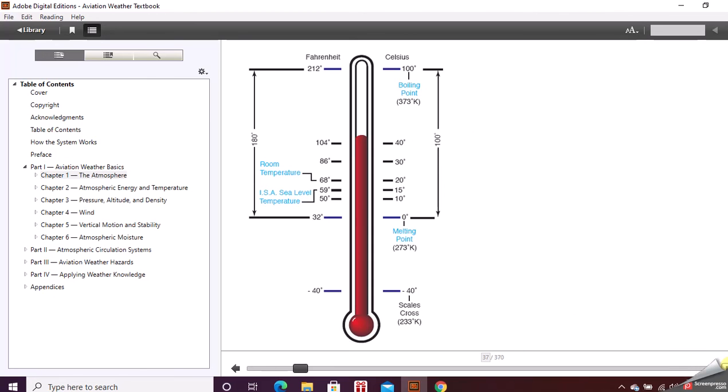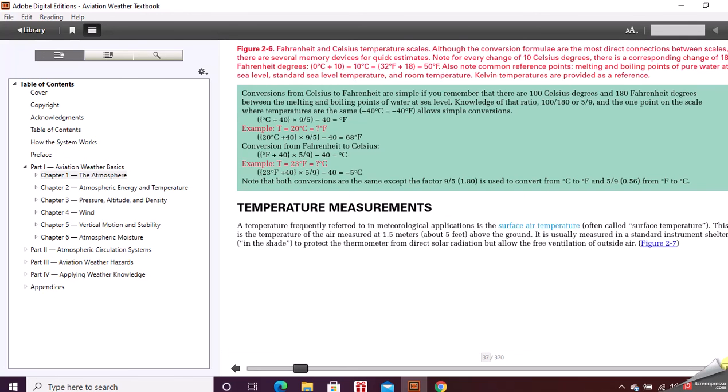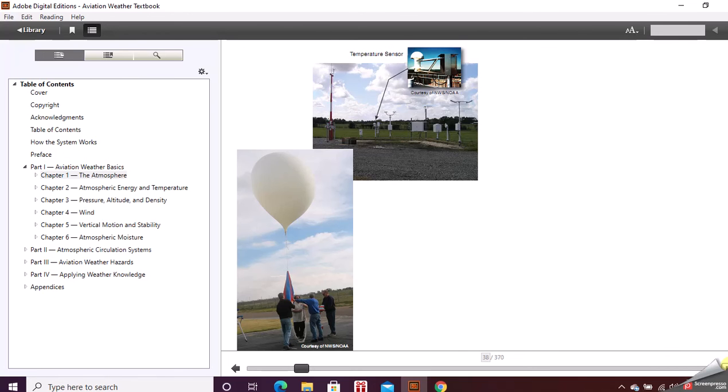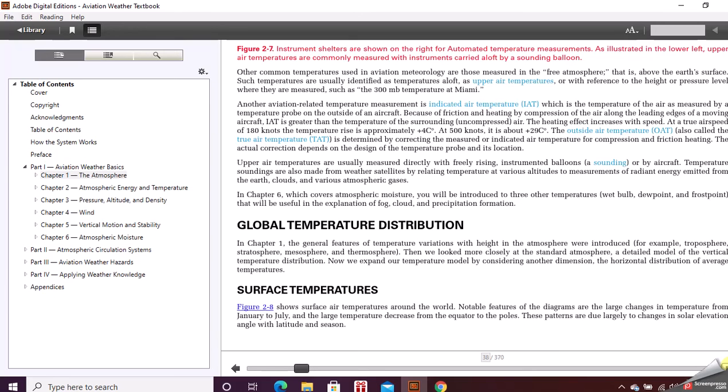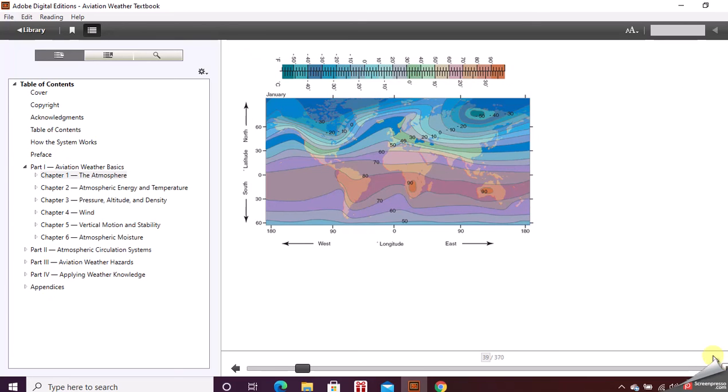There are all kinds of temperature scales out there. Celsius is one I kind of like to use, but we'll use Fahrenheit throughout the course because the U.S. stays in Fahrenheit. And there are all kinds of temperature measurements, ways of looking at weather that way. And we've just talked about the global distribution.